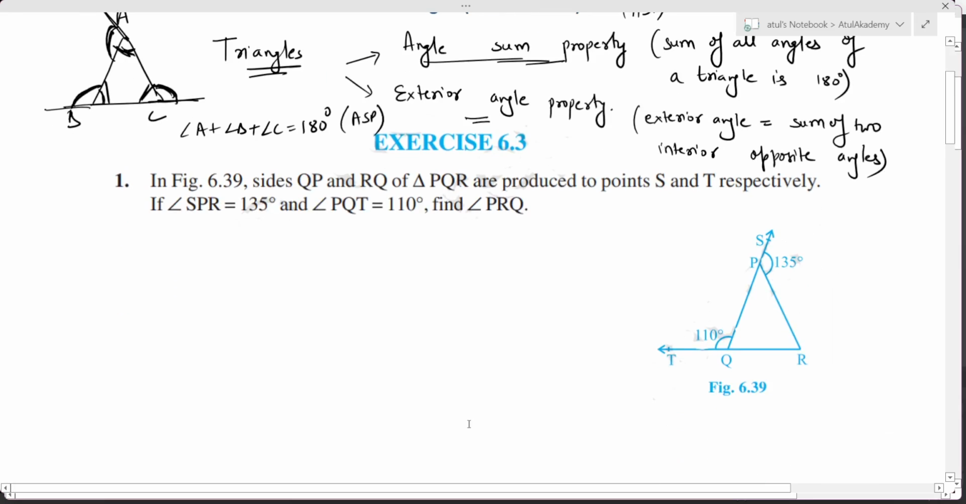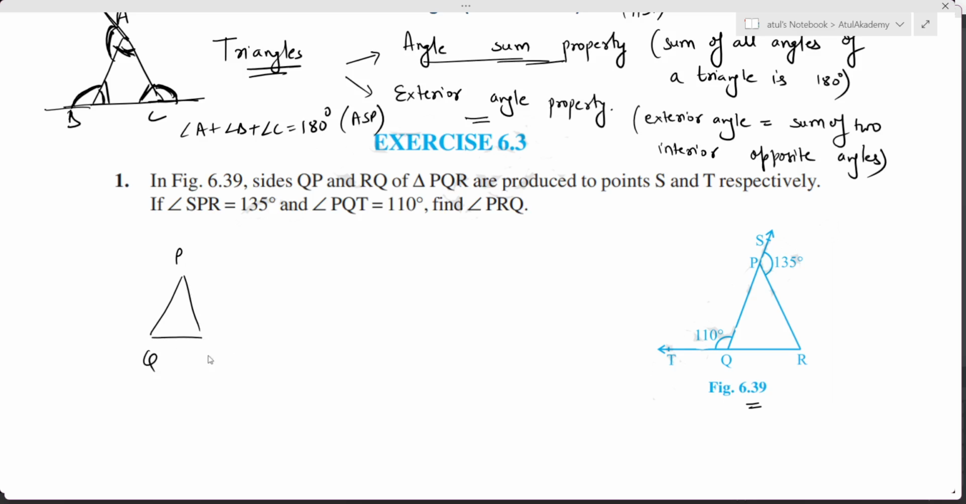Exercise 6.3, question number 1. In this question, in figure 6.39, the sides QP and RQ are produced. What is the meaning of produced? Whenever sides are produced, sometimes the figure is given and sometimes it is not. Let's name the triangle PQR. When they say QP is produced, from Q to P you produce it like that. If they say RQ is produced, you produce it like that, to some other point.